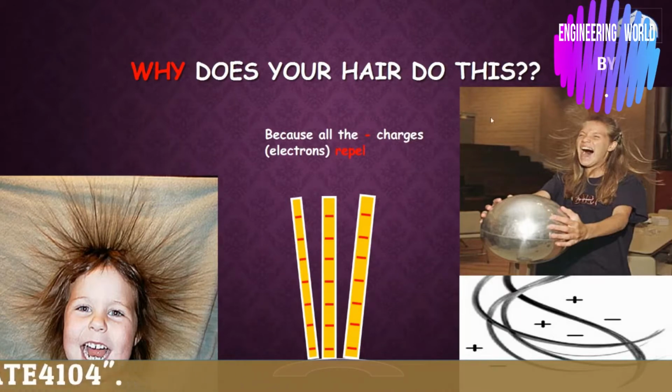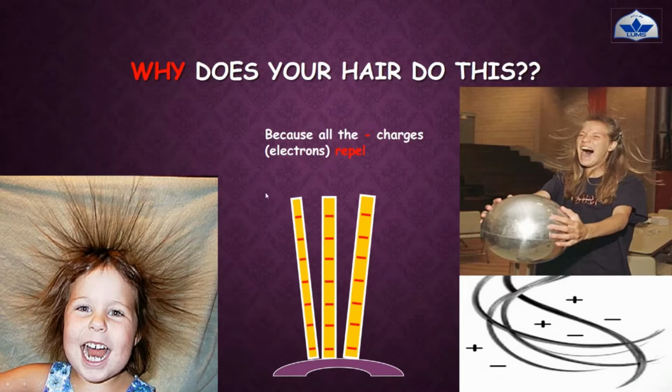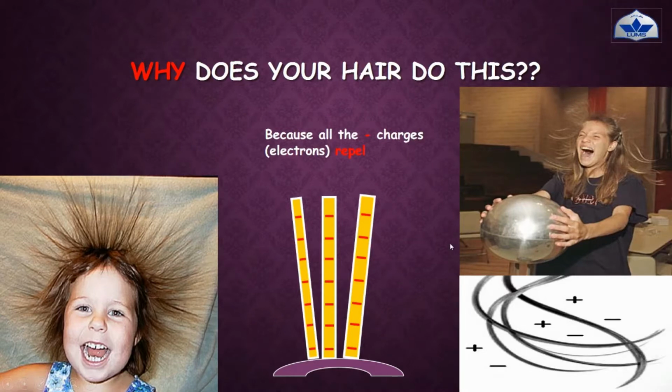That's why your hair will look like this, and here also the same charges repel each other, because all the negative charges repel or all the positive charges repel each other. That's why the hair will be flying in the air whenever you place your hand on the Van de Graaff generator.